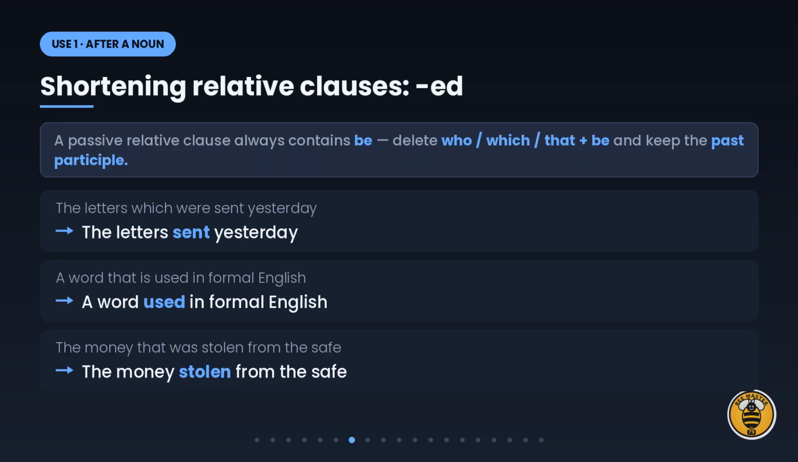The passive version is even easier because a passive relative clause always contains be. Delete the relative pronoun and be, and simply keep the past participle on its own. The letters which were sent yesterday becomes the letters sent yesterday. A word that is used in formal English becomes a word used in formal English. The money that was stolen becomes the money stolen. This structure is everywhere in newspapers and academic writing, and it is one of the quickest ways to tighten up a long sentence.